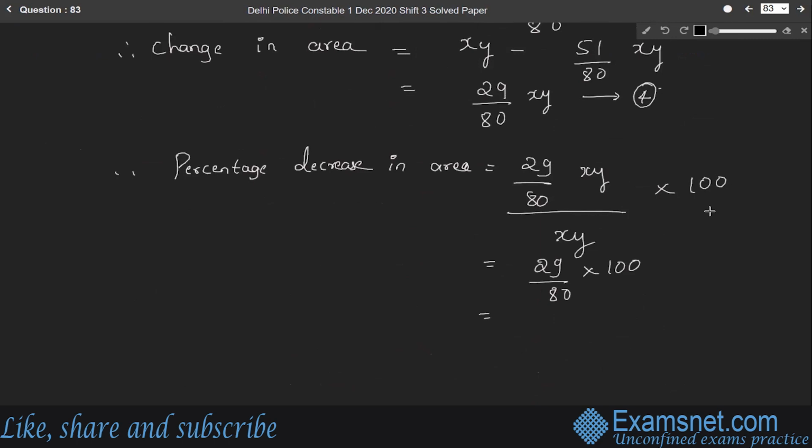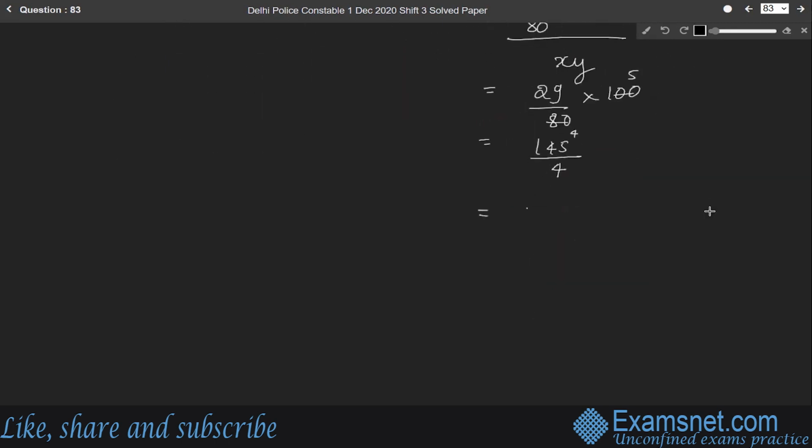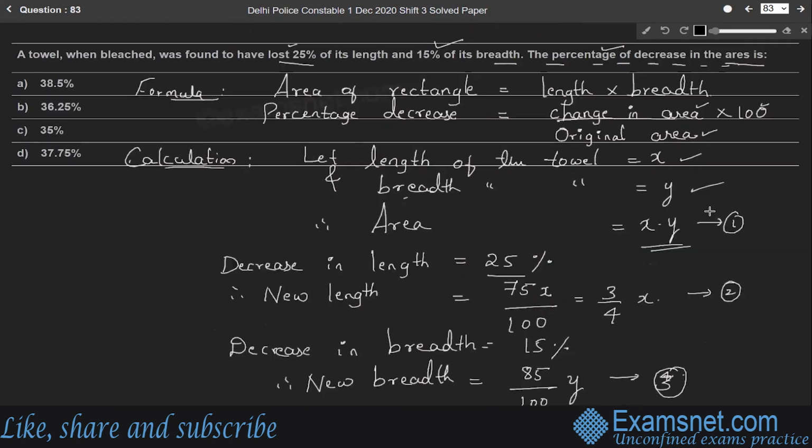So it is 20 into 4 is 80, 20 into 5. So 29 into 5 is 145 divided by 4, which is equal to 36.25. So therefore, percentage decrease in area is equal to 36.25%. Therefore, option B is the right answer.